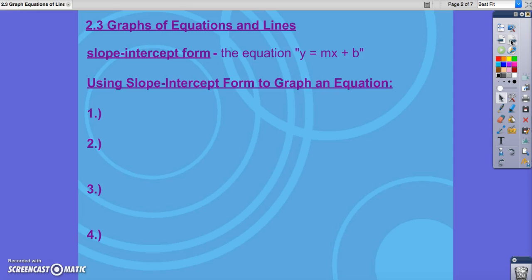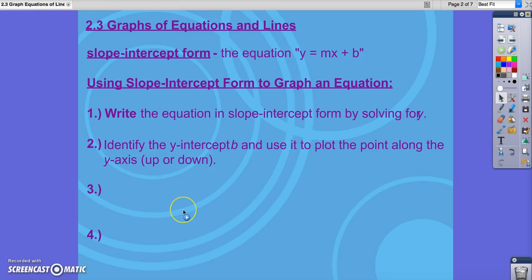So there's 4 steps to use in slope-intercept form to graph an equation. Let's go through each of these. Step 1, write the equation in slope-intercept form by solving for y, if it's not already in y equals. Step 2, identify the y-intercept, the b, and use it to plot the point along the y-axis. You're going to move up or down.